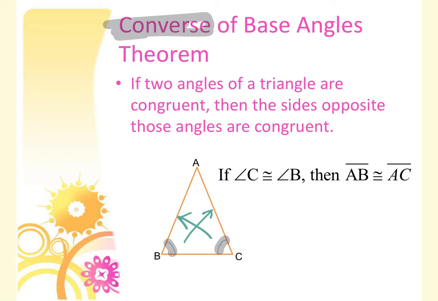And again, it has a name, but you have to differentiate between the original base angles theorem and the converse of the base angles theorem. I don't care if you say converse of base angles or base angles theorem converse, but you have to make sure the converse is in there if you are trying to prove the sides are congruent. If you're given the sides and you're proving the angles, that's the regular one. If you're given the angles so you're proving the sides, that's the converse.